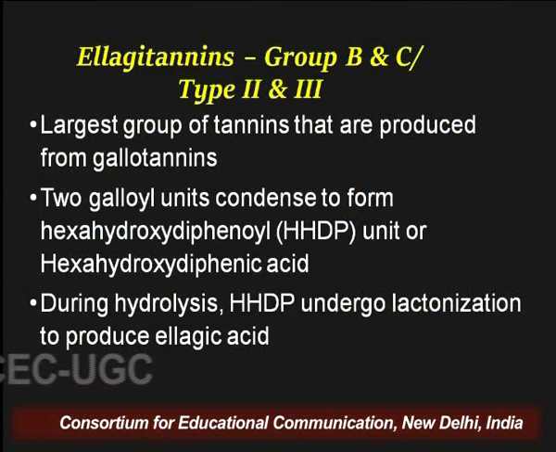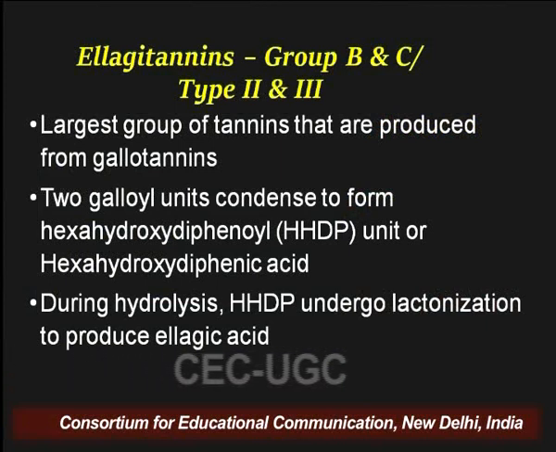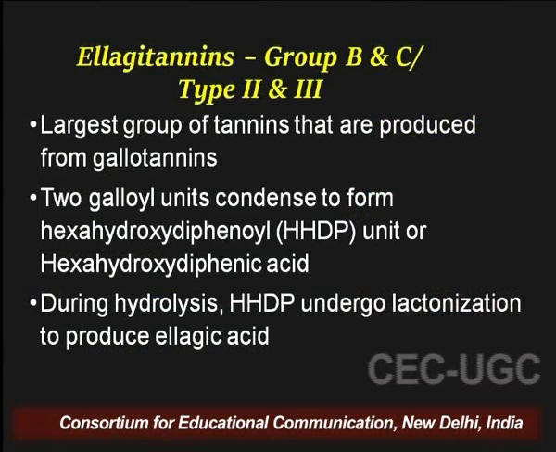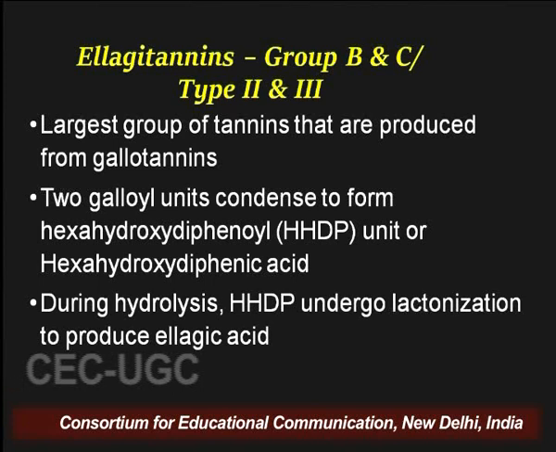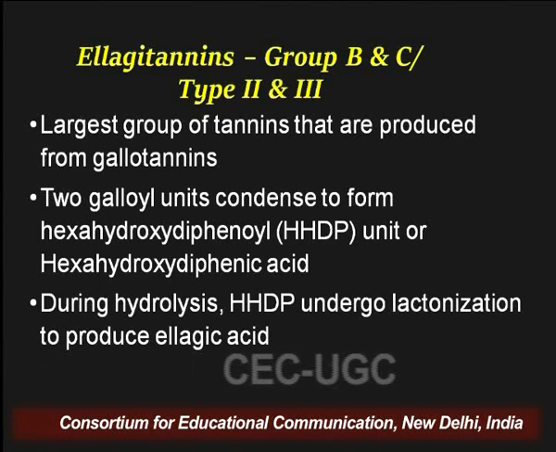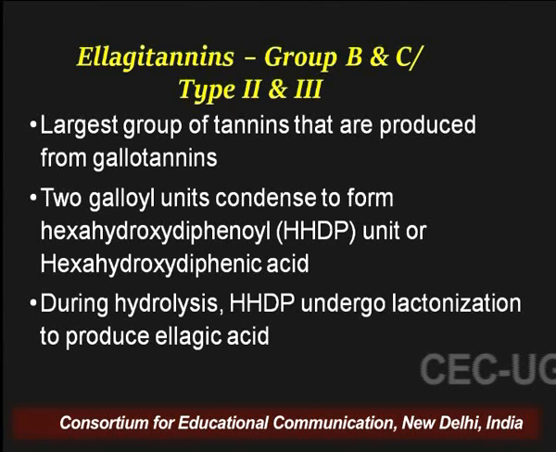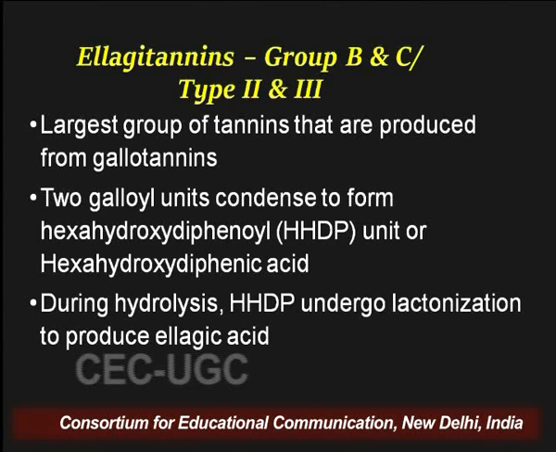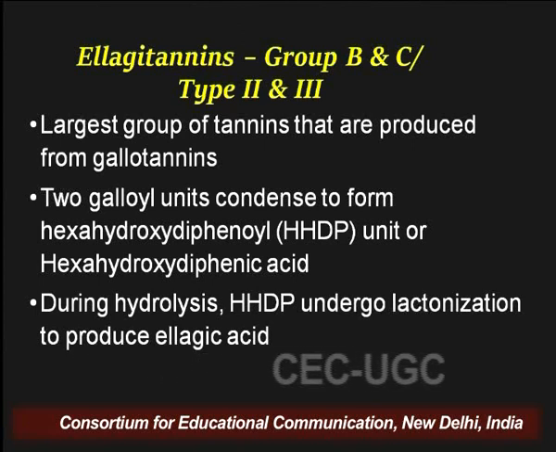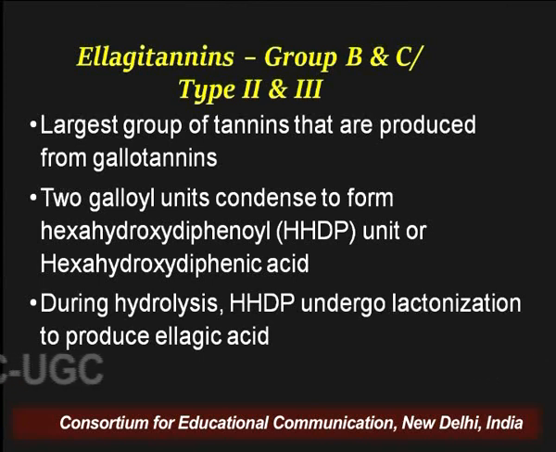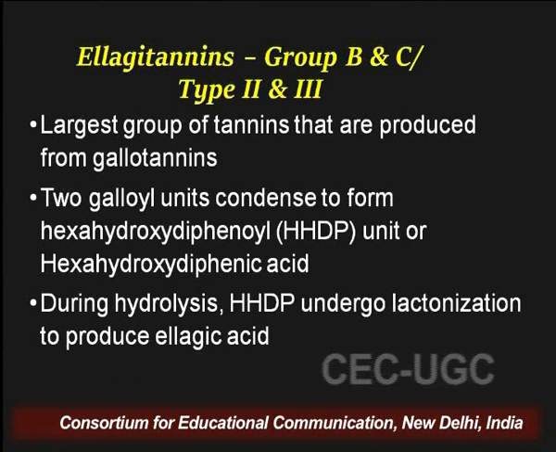Now, coming on to the ellagitannins, which are further categorized into group B and C or type 2 and 3. This is considered the largest group of tannins, and it has been found that these ellagitannins are generally produced with the help of gallotannins. Normally, two gallic acid units condense to form a hexahydroxydiphenyl unit or hexahydroxydiphenic acid. Now, this diphenic acid undergoes polymerization and leads to the formation of ellagitannins.